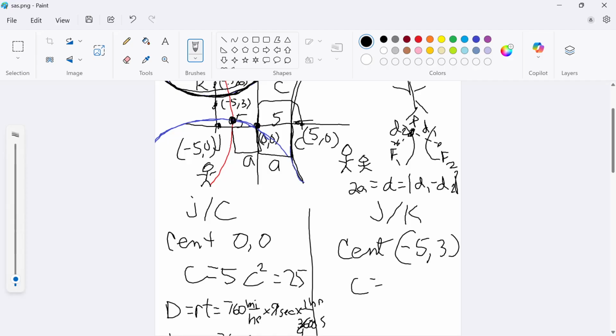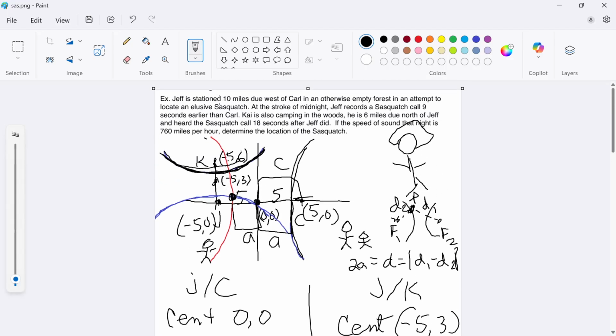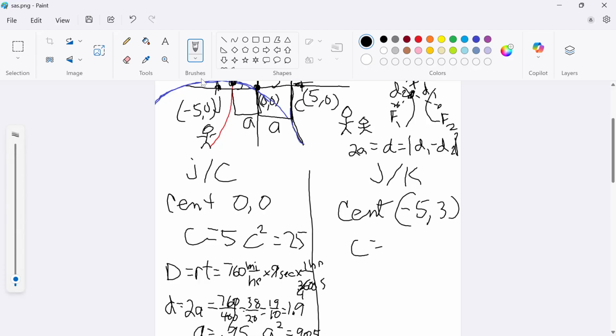The c distance is 3. From the center to each one of the foci is 3. So c is 3, c squared equals 9. I use the same thing.